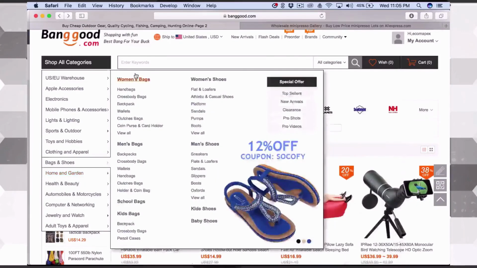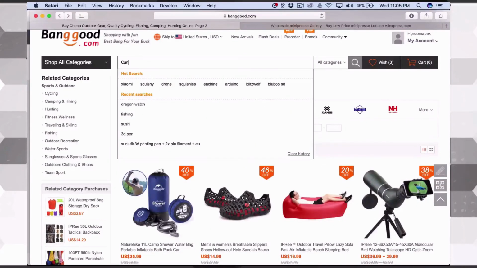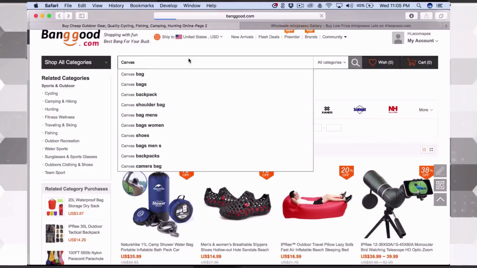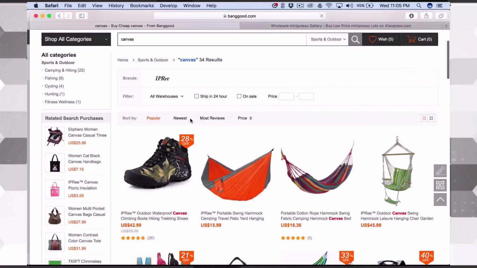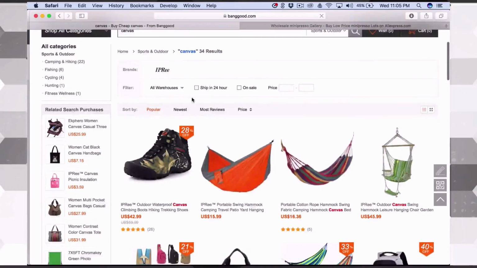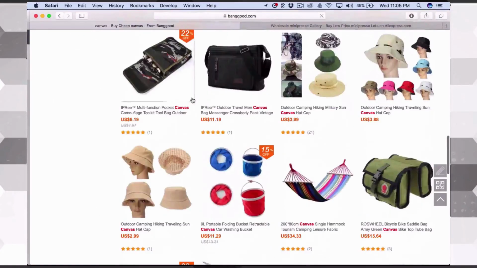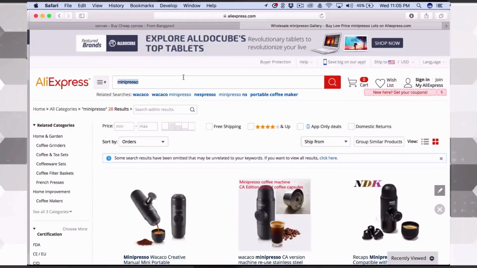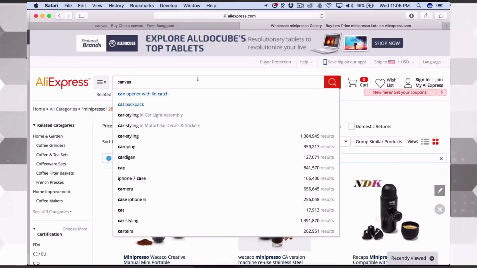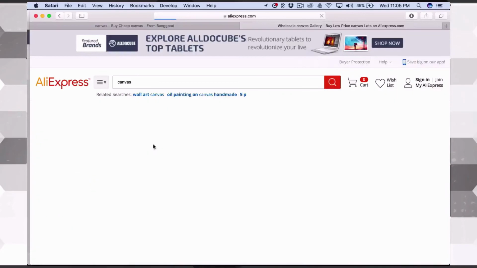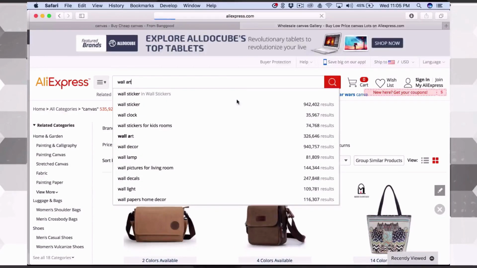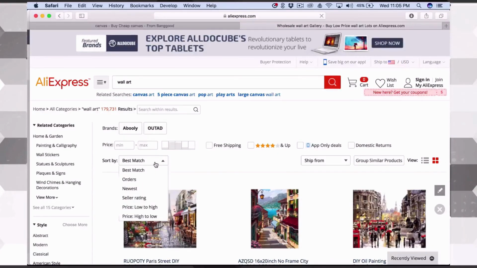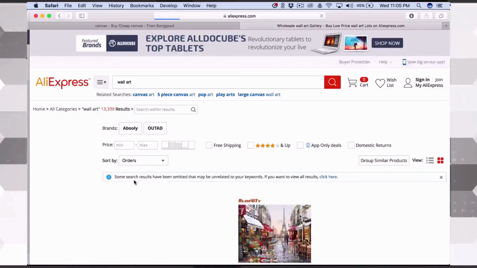Canvases are insane. So if I type in some canvases, it might not come up. AliExpress probably has better canvases, to be honest with you. So by that I mean, let's go to AliExpress really quickly and type in canvas. You're gonna see these types of wall arts, right? Let's put wall art. That's probably a better keyword. Wall art. So if I go to orders, you're gonna see all different types of wall arts, right?